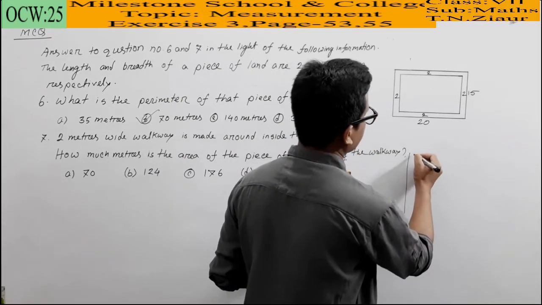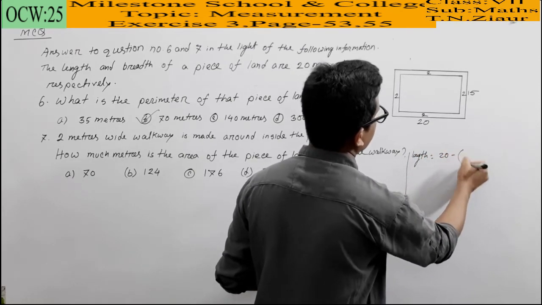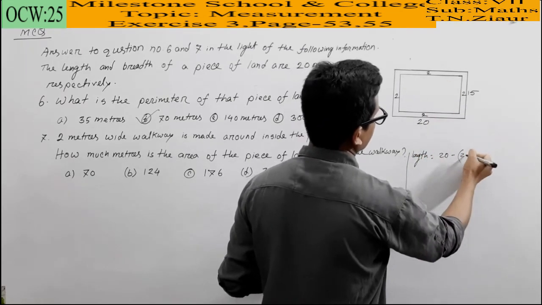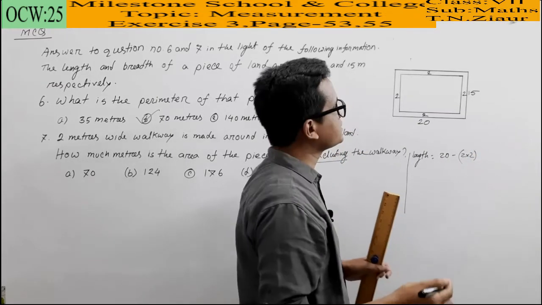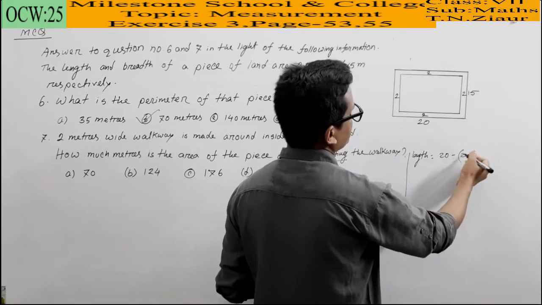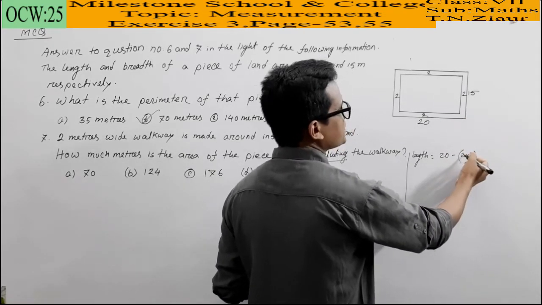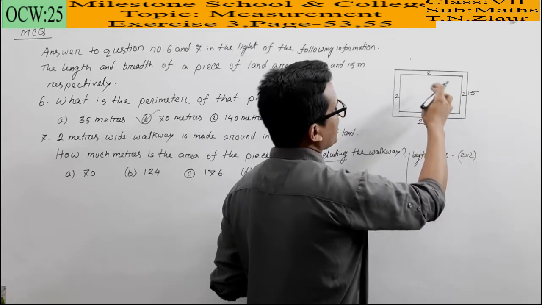So if you want to find the length here, length is equal to 20 minus 2 into 2. Or you can write 2 plus 2. If it is 2, you have to write 2 into 2. If it is 3, 3 into 2. If it is 5, 5 into 2. Otherwise, if you want to write 2 plus 2, no problem.